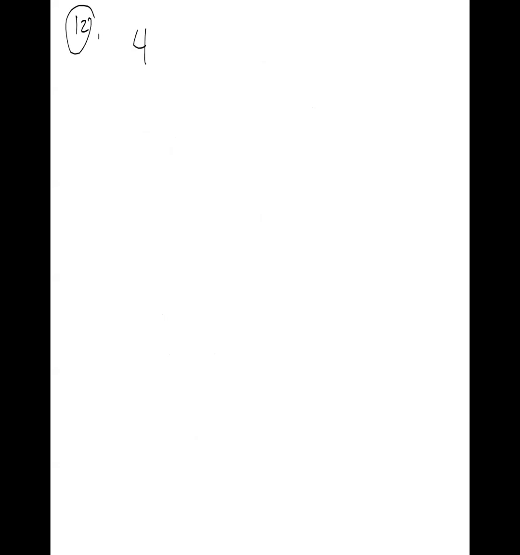So 12 says 4x to the 2 minus 4x plus 1. And this is a perfect square trinomial. So the way we do that one is we take the square root of the beginning, which is 2x, keep the sign from the middle, then we take the square root of the end, and the square root of 1 is 1, and then we put a square on the outside. So that's the answer.